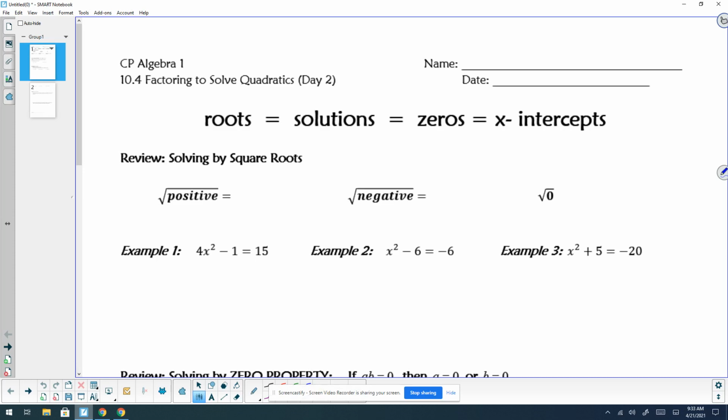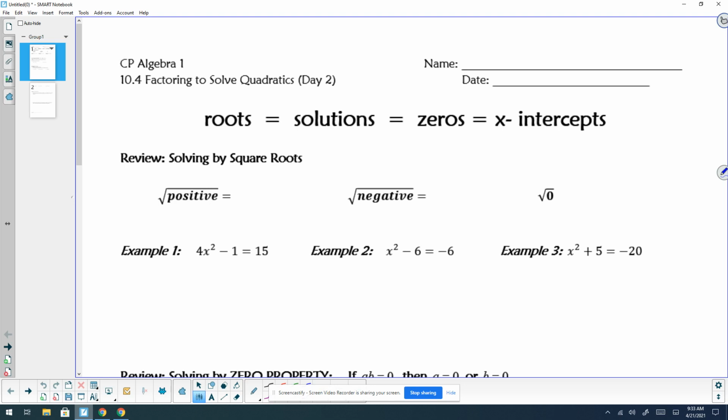So everything today should be reviewed for you from the last two videos that you watched. Okay? That top row, roots, solutions, zeros, and x-intercepts, all that is saying is that all of those words mean the same thing. Again, roots are what we find when we take the square root of something. Zeros are what we find when we factor, and x-intercepts are what we find when we graph. Okay? So quick review on solving by square roots.